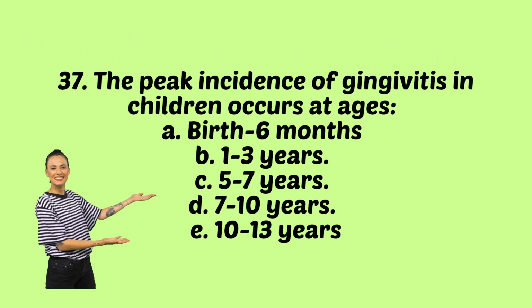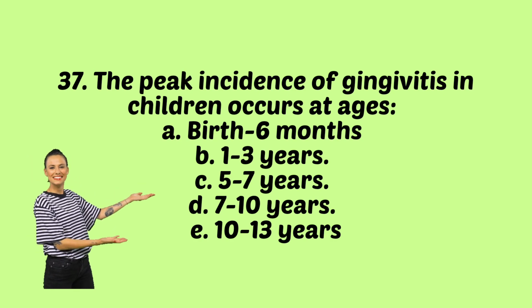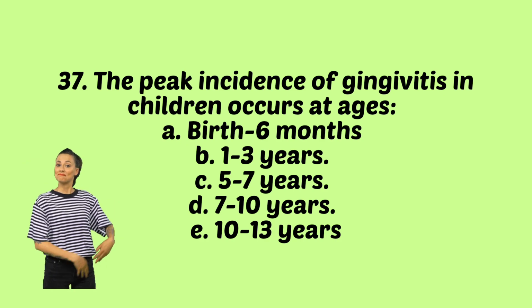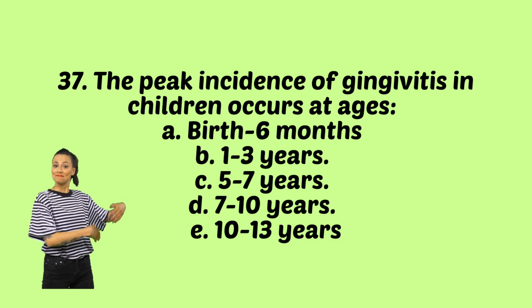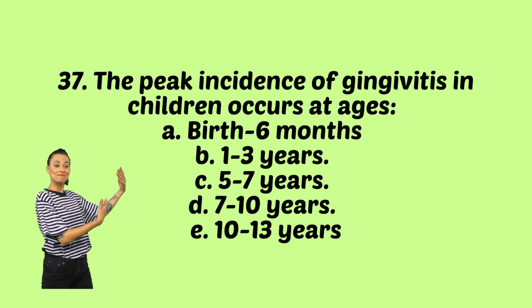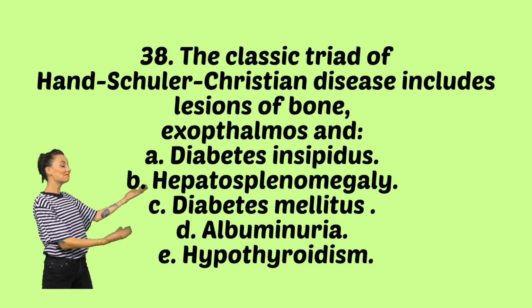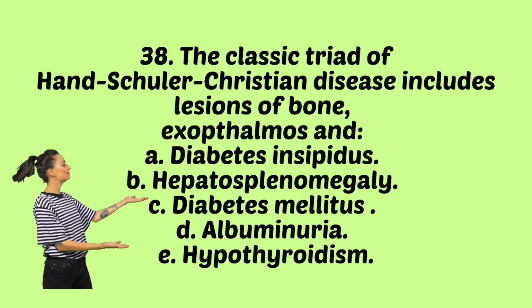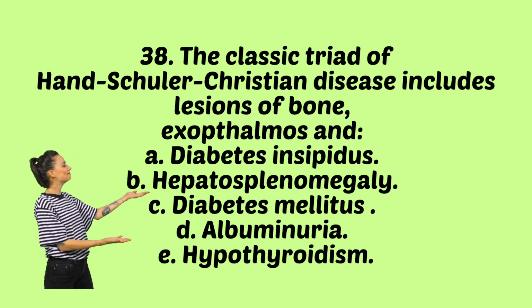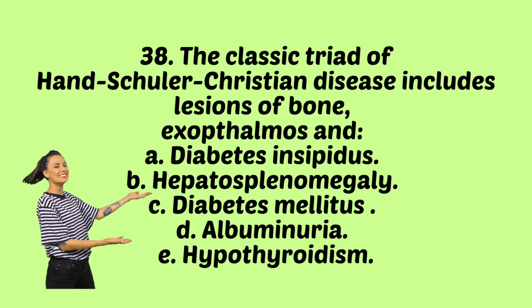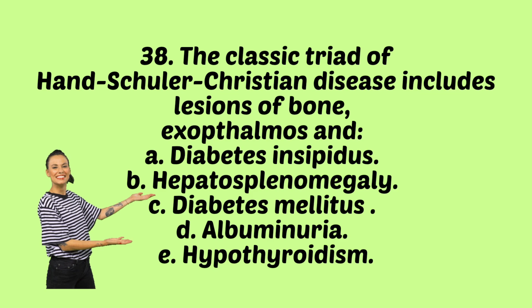37. The peak incidence of gingivitis in children occurs at ages A. Birth to 6 months. B. 1 to 3 years. C. 5 to 7 years. D. 7 to 10 years. E. 10 to 13 years. Option E is correct. 10 to 13 years. 38. The classic triad of Hand-Schüller-Christian disease includes lesions of bone, exophthalmos and A. Diabetes insipidus. B. Hepatosplenomegaly. C. Diabetes mellitus. D. Albuminuria. E. Hypothyroidism. Option C is correct.